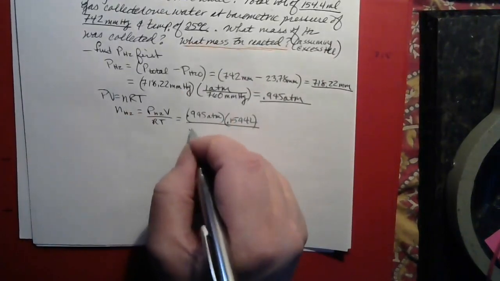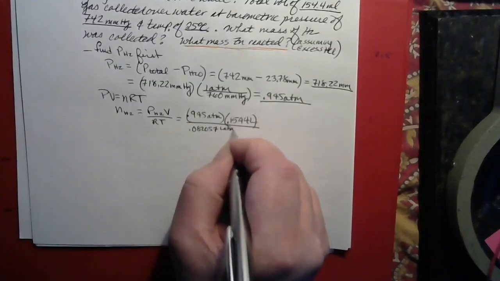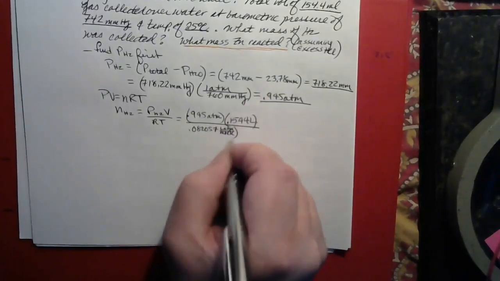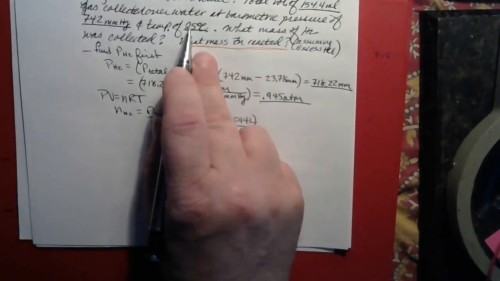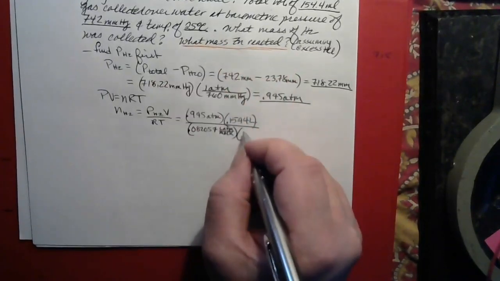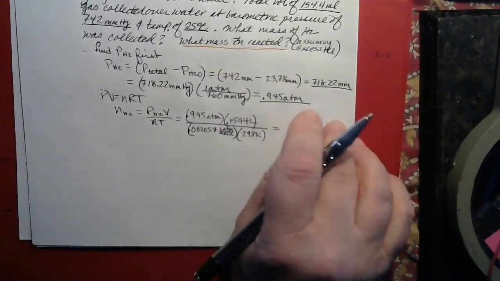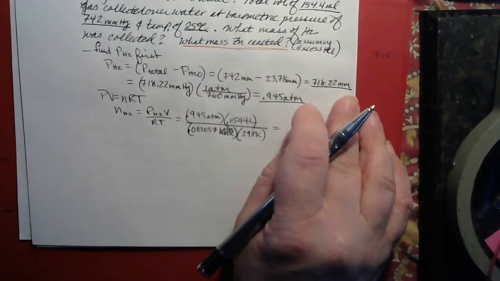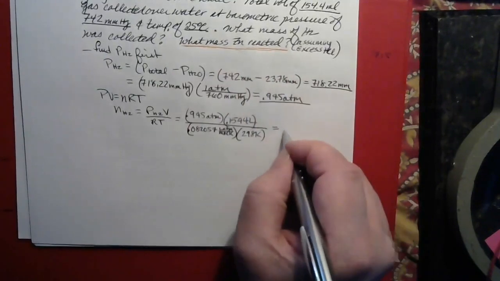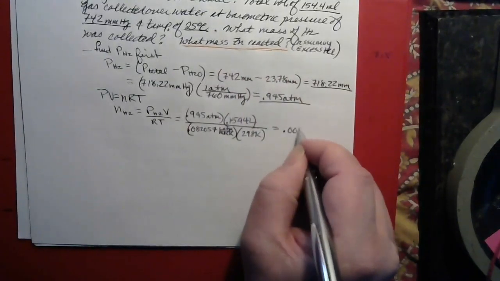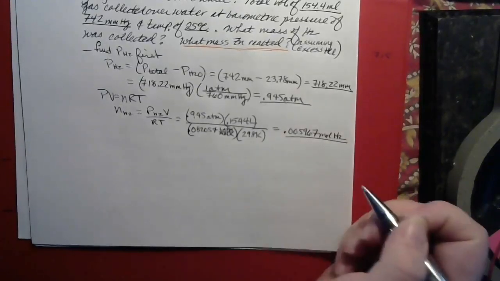over RT. R is 0.082057 liter atmospheres per mole Kelvin. And the temperature was 25 degrees Celsius, which is 298 Kelvin. You'll begin to remember that after a while because 25 degrees Celsius is such a common temperature to use in problems like this. So 298 K, and that leaves us with 0.005967 moles of hydrogen.